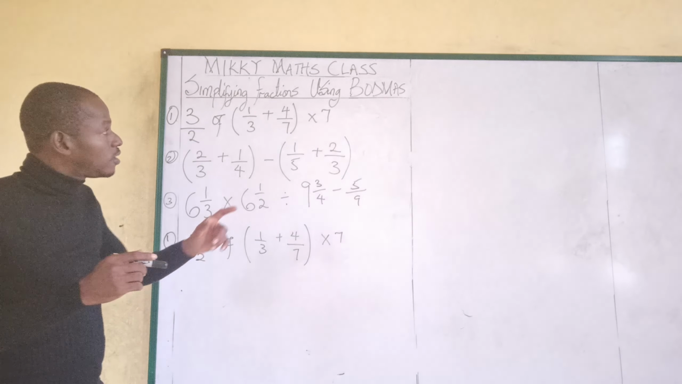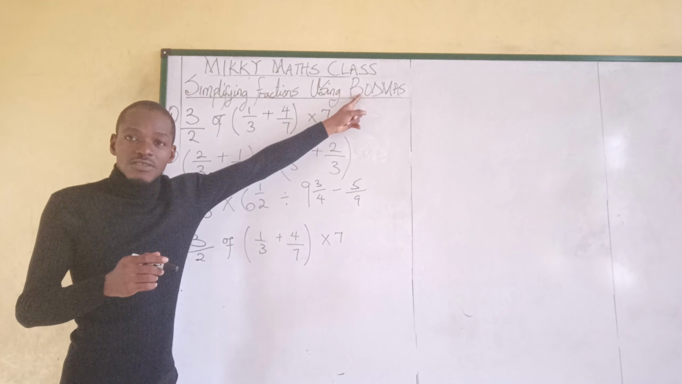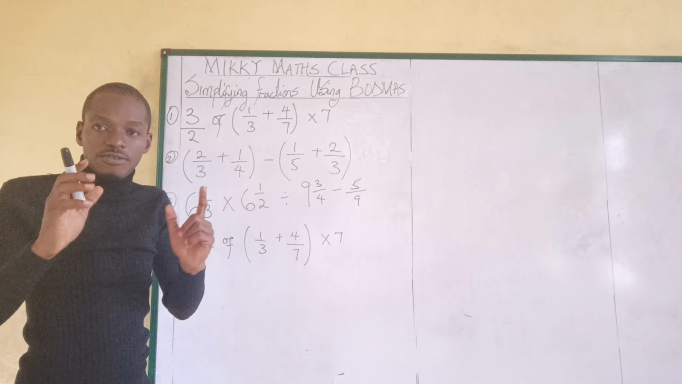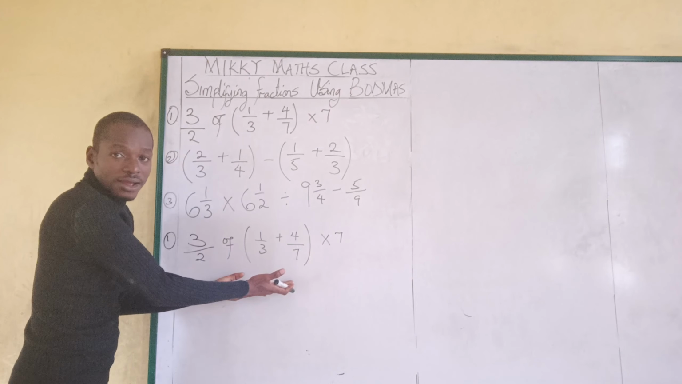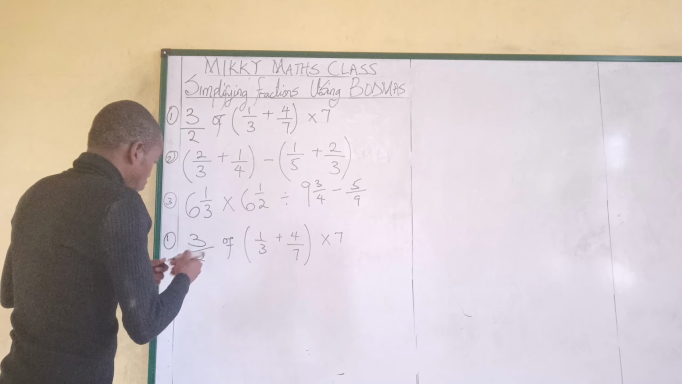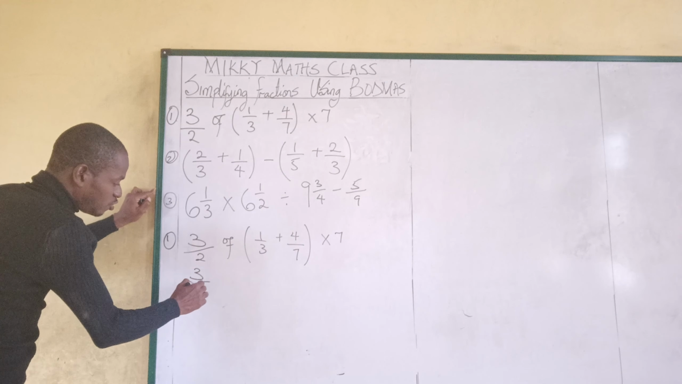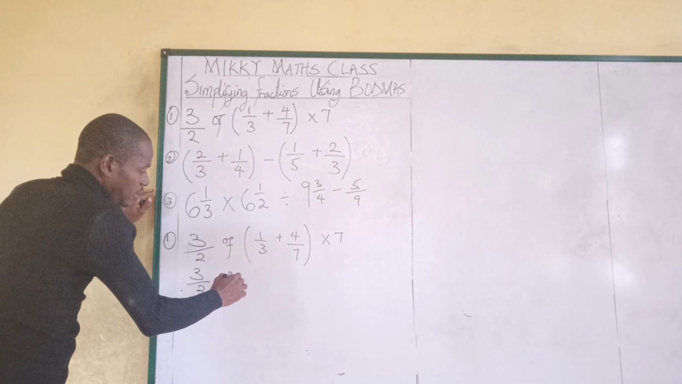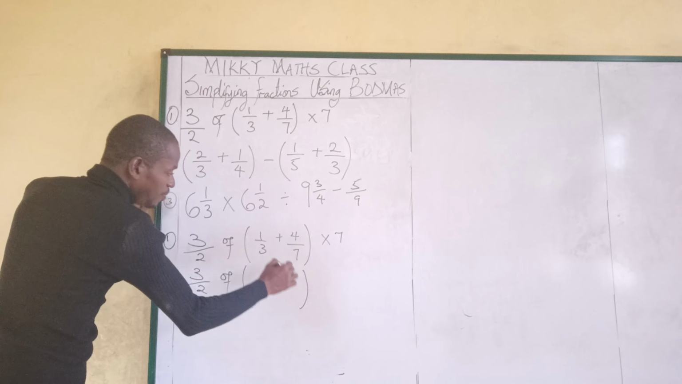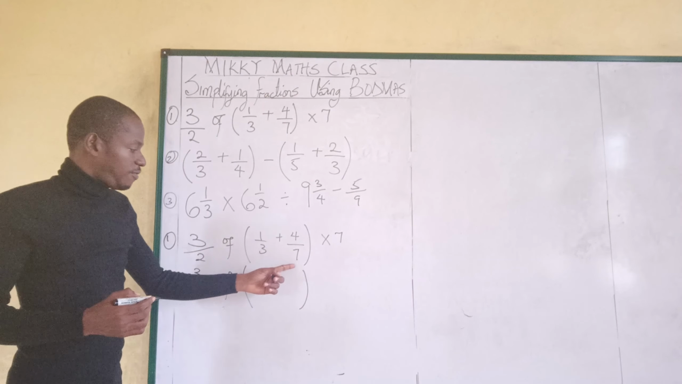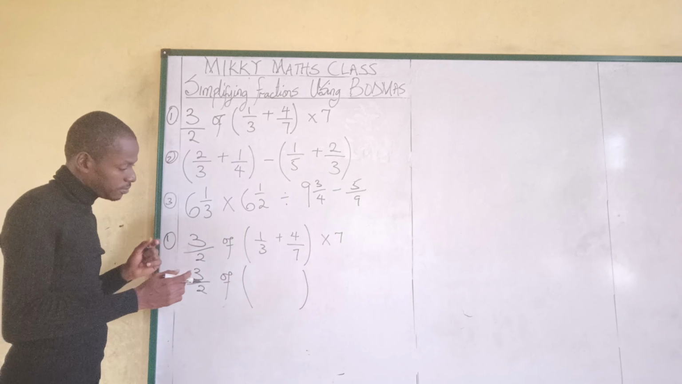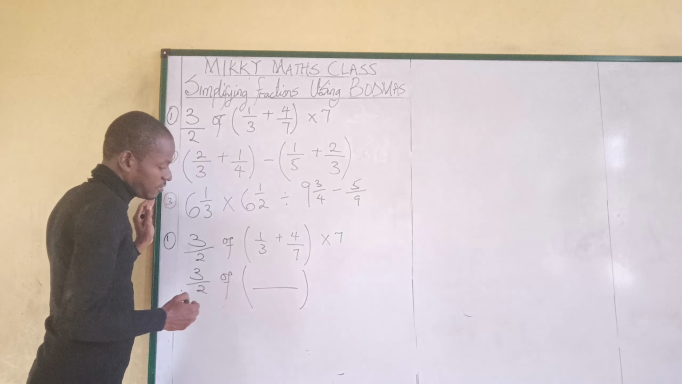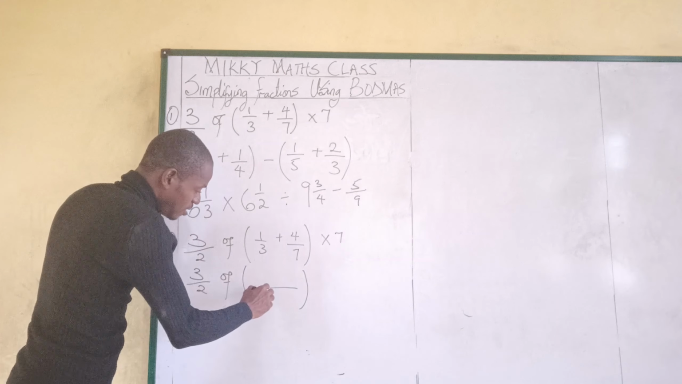Now from the rule, what does it say? It says whatever is in the bracket, simplify it first. So 1 over 3 plus 4 over 7 is in the bracket. So I will solve this first. So this becomes 3 over 2 of... Now to solve this, you have 3 and 7. We have to take the LCM of 3 and 7. Now the LCM of 3 and 7 is 21.